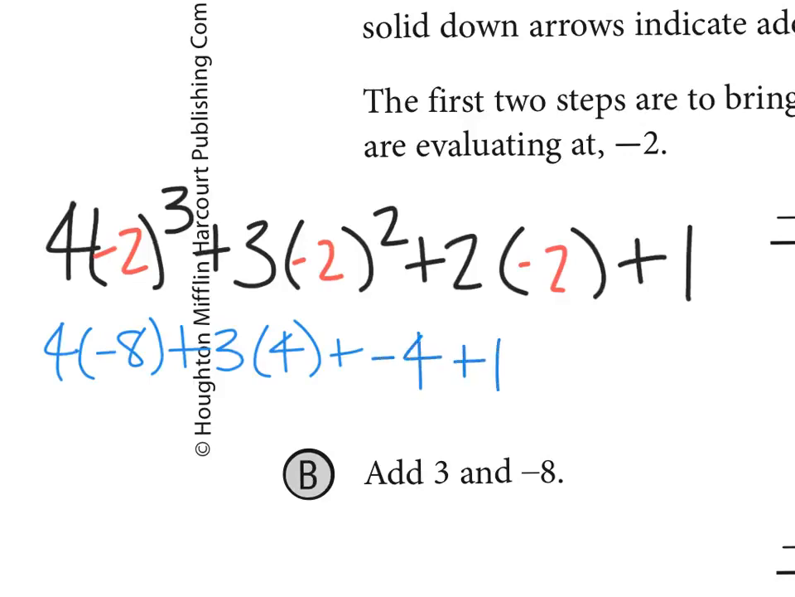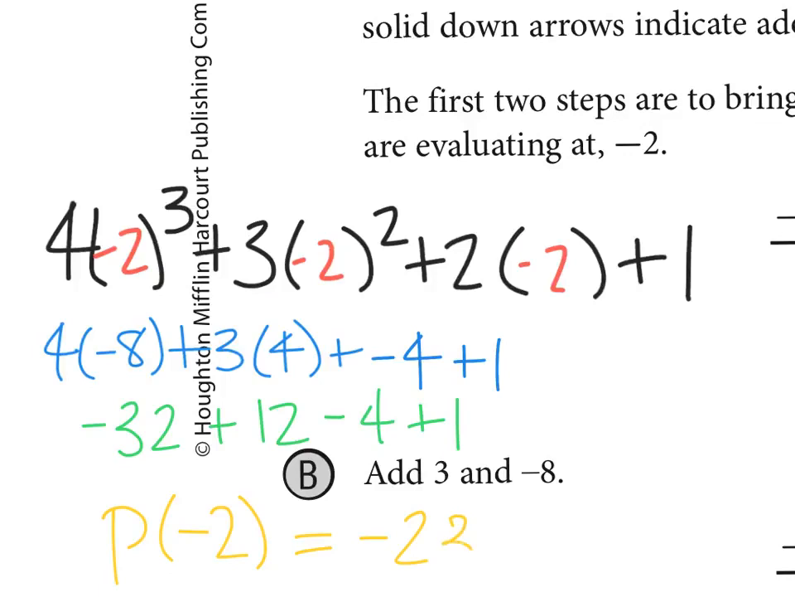Then just doing some math, 4 times negative 8 would give us negative 32. 3 times 4 is 12, and then plus negative 4 is the same thing as minus 4. Plus 1. So negative 32 plus 12 is negative 20, minus 4 is negative 24, plus 1 gives us negative 23. So what we would say is that p of negative 2 equals negative 23. That means that when we plug in negative 2, we should get out negative 23.